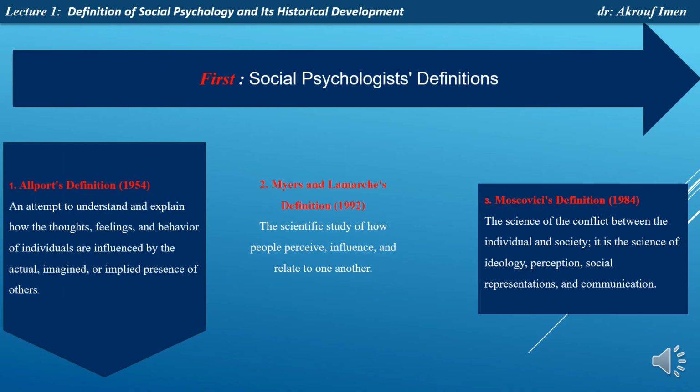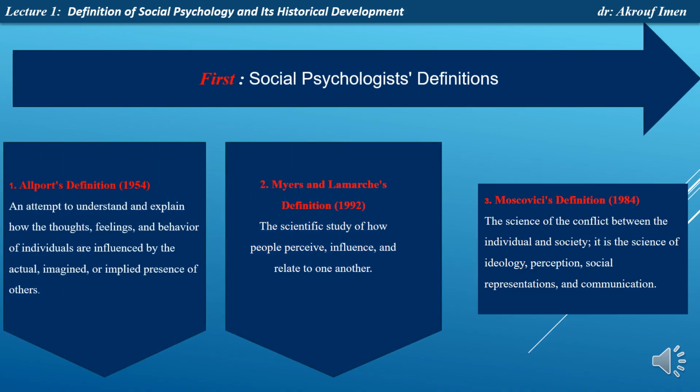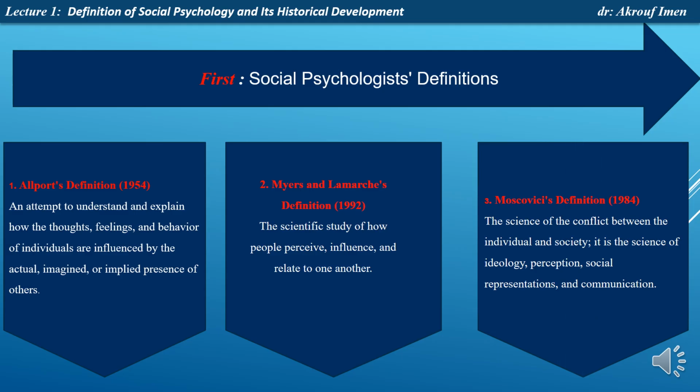First of all, we start with social psychologist definitions. The first one says it is an attempt to understand and explain how the thoughts, feelings, and behavior of individuals are influenced by the actual, imagined, or implied presence of others. The second one, the scientific study of how people perceive, influence, and relate to one another. The third one, the science of the conflict between the individual and society, is the science of ideology, perception, social representations, and communication.